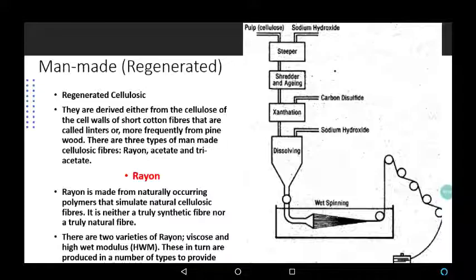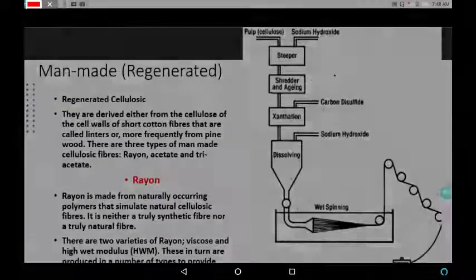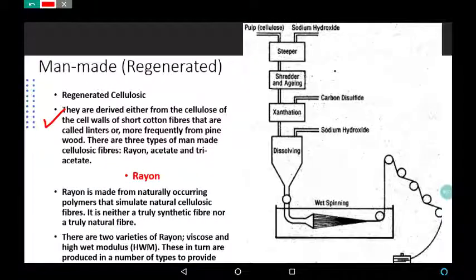Firstly, regenerated cellulosic fibers. They are derived either from the cellulose of the cell walls of short cotton fibers that are called linters, or more frequently from pine wood. There are 3 types of man-made cellulosic fiber, that is rayon, acetate and triacetate.